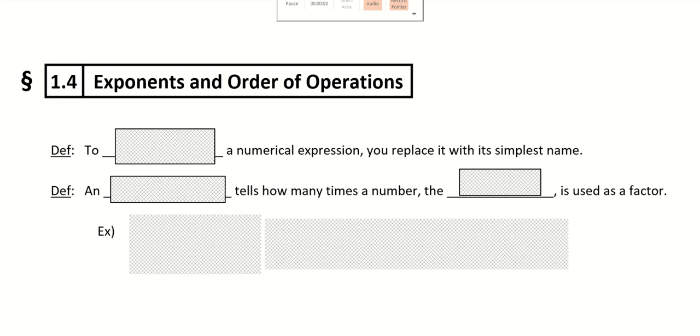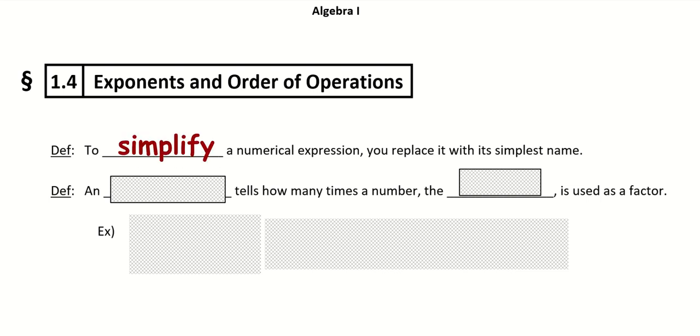Hey everyone, this is obviously section 1.4, which is titled Exponents and Order of Operations. Should be another section where most of this is very familiar, possibly entirely review of things that you've already sort of built a foundation on in the past. Let's dive right in.